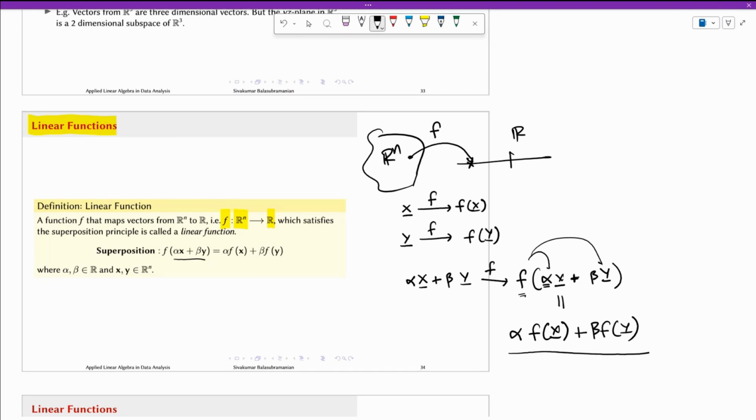That's essentially what that means. If I know the output for the vector x, and if I know the output for vector y, then I know the output of this function for all linear combinations of x and y. And this should be satisfied for all alpha and all beta and for all x and y. Then you say that the function is linear. That's essentially what is written here.